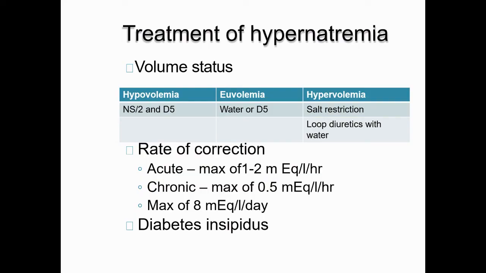And then treatment: first we have to see the volume status. In case of hypovolemia we'll give normal saline and D5, in euvolemia we'll give water, and in hypervolemia we have to look at salt restriction and loop diuretics with water. For the rate of correction, in the acute case we can give 1 to 2 milliequivalents per hour, and in the chronic case we give 0.5 milliequivalents per hour, with a maximum of 8 milliequivalents per day.